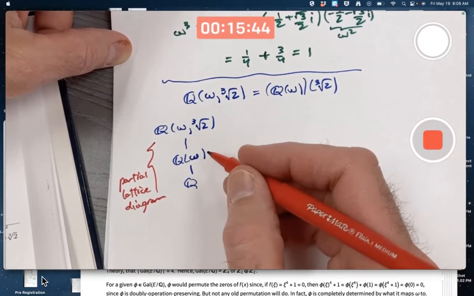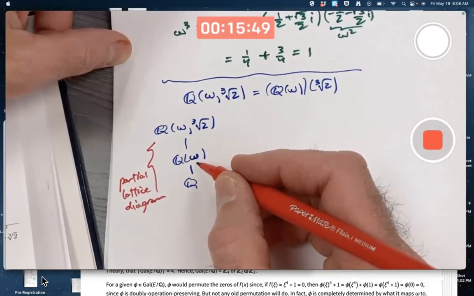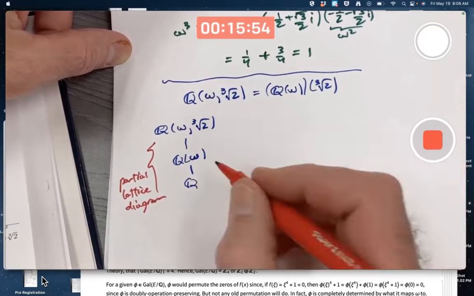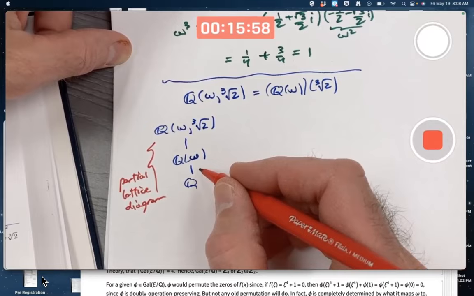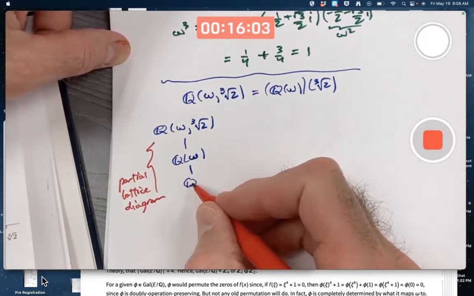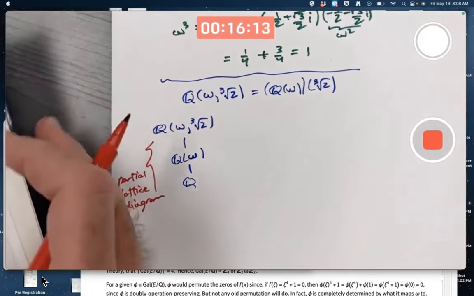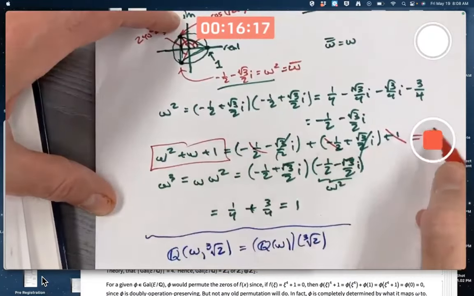And I could have done it the other way around. I could have done Q of the cube root of 2 here instead of Q of omega. That is another intermediate field that I haven't drawn on the diagram, and I could have thought about it that way. Let's try thinking about it this way, though. So the question, as far as the degree of this extension, is what is the minimal polynomial of omega over Q, meaning the smallest degree polynomial with coefficients in the rational numbers that omega is a root of and it's irreducible over Q. And that is given by the fact that omega squared plus omega plus 1 is 0.